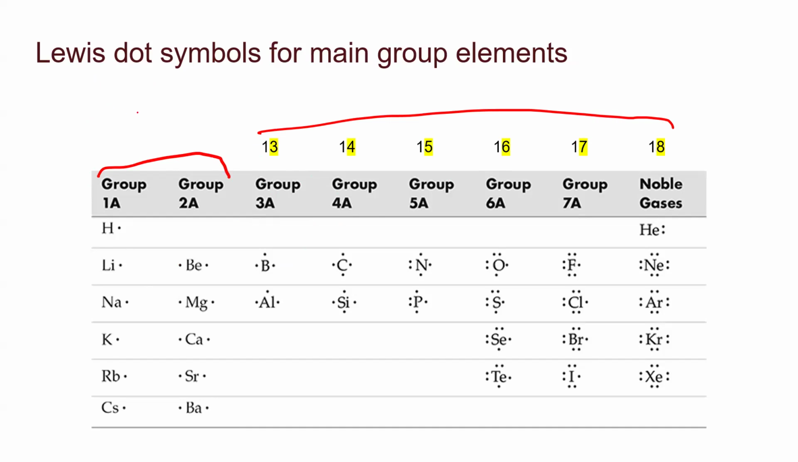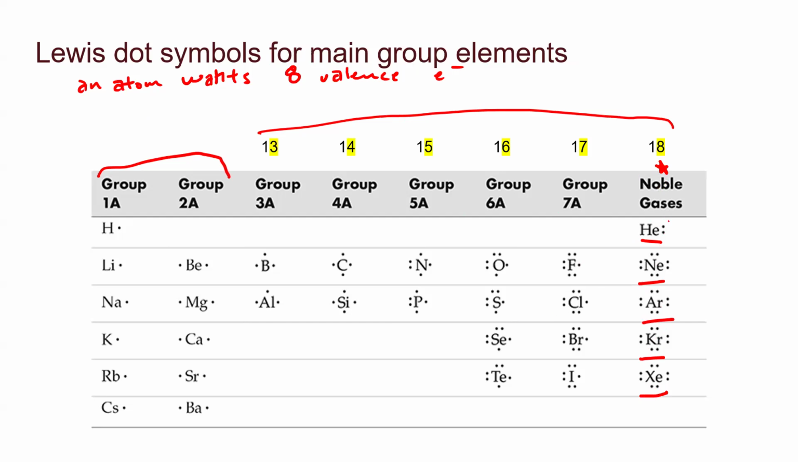Now, if you think about the octet rule and say something like an atom wants 8 valence electrons, then if you look at your noble gases, well, they have 8 valence electrons. So those noble gas elements, helium, neon, argon, krypton, and xenon, well, they have a complete octet.